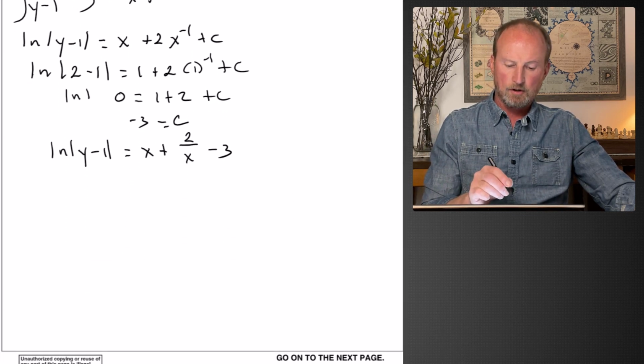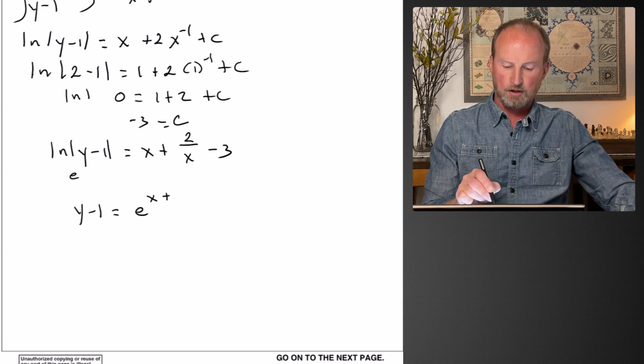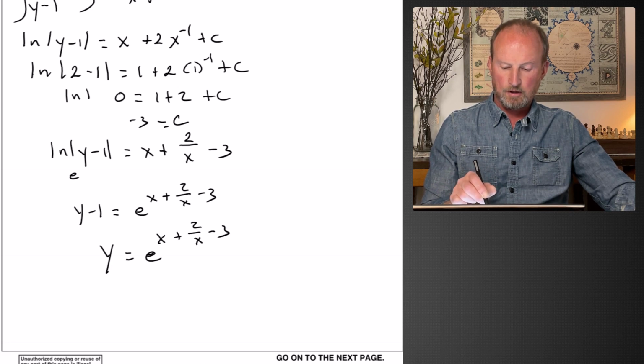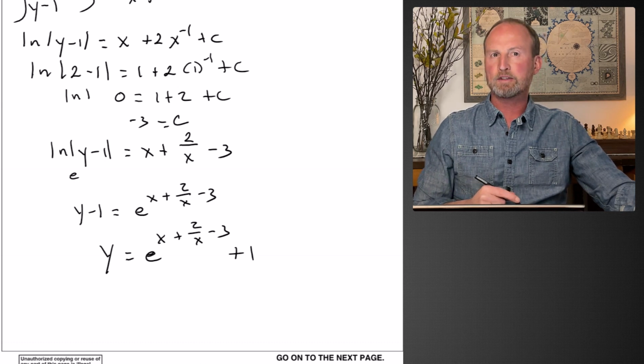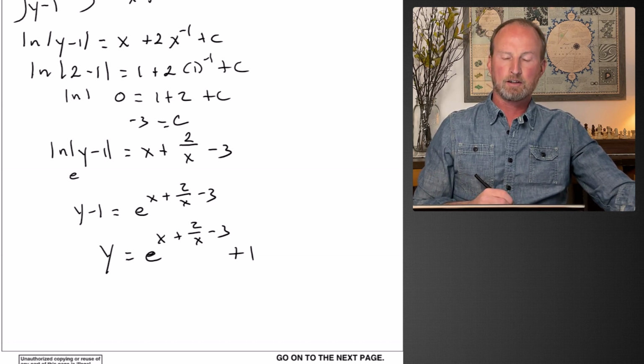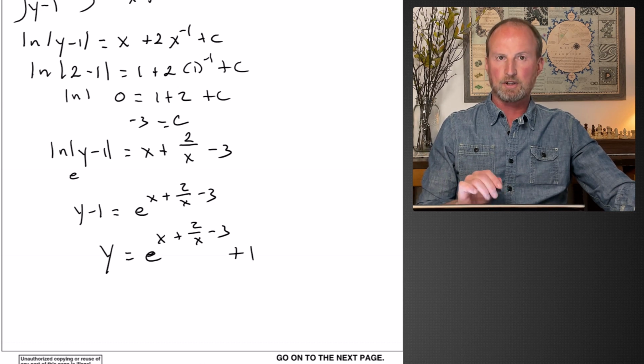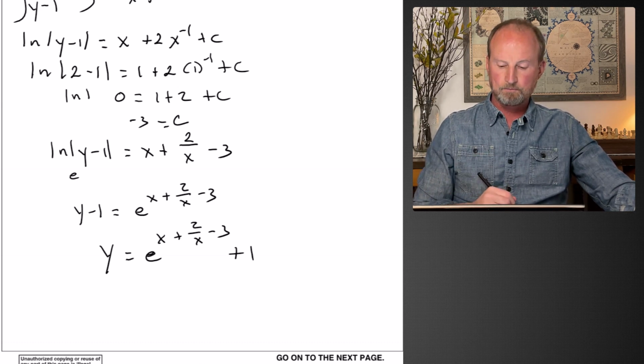Solve for y. I do need to get the y out of there. So remember, we did it several times already. E to this power, so y minus 1 equals e to the x plus 2 over x minus 3. You can leave it like that. I'm just going to add 1. Remember though, if you choose to simplify, you need to choose to simplify correctly. Okay, because if you made a mistake, if I subtracted 1 for some weird reason, I would not get full credit. So if I choose to make it y equals, I need to make it correct y equals.